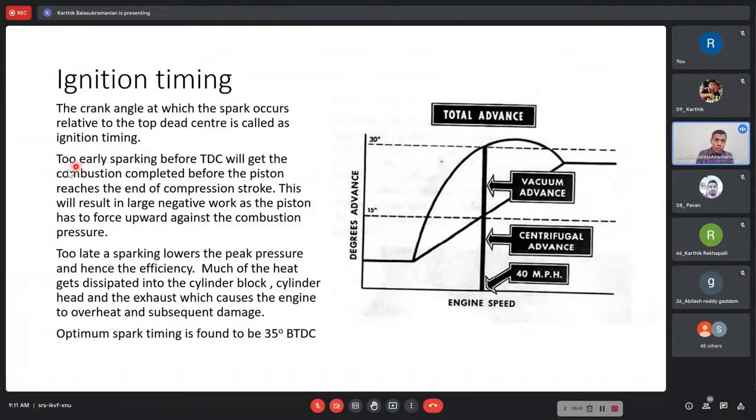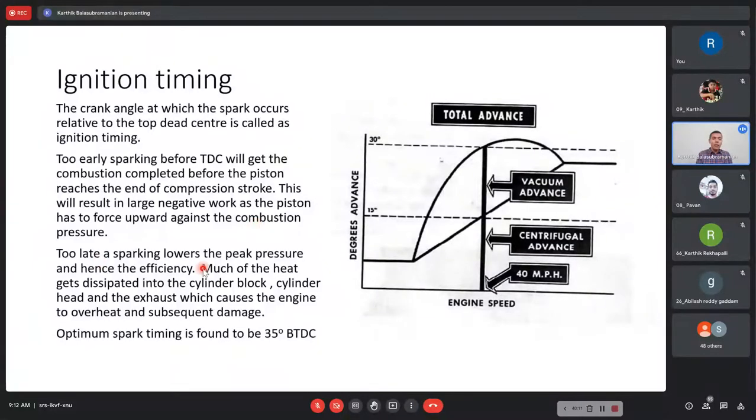So you can see here, too early sparking before TDC will get combustion completed before the piston reaches the end of compression. This will result in large negative work. Why? Because as the combustion gases are expanding, the piston has to push itself to go to top dead center, and then it will have to move down. So there is negative work if you advance the ignition timing very early. But if you do it very late, what will happen?